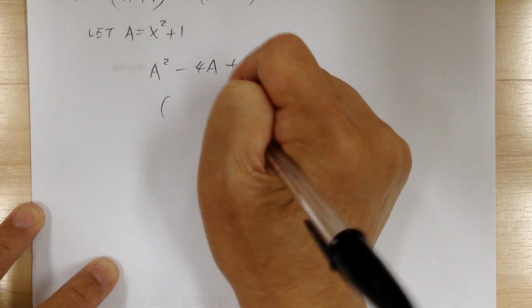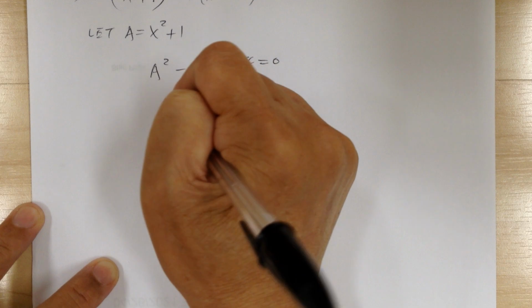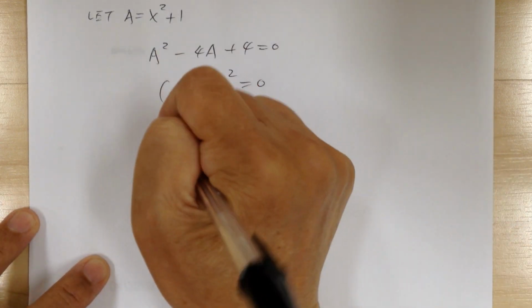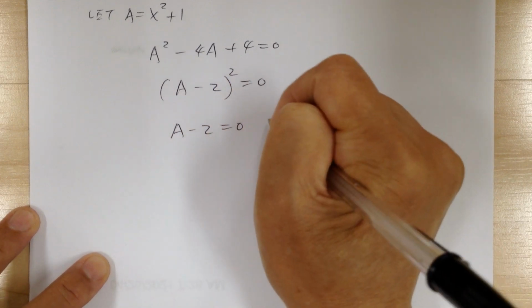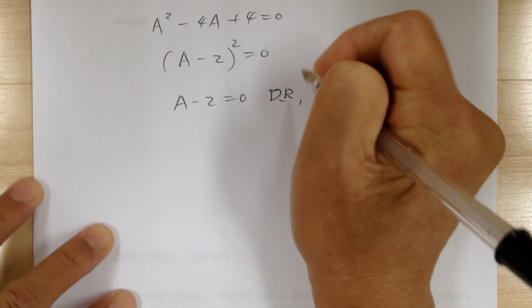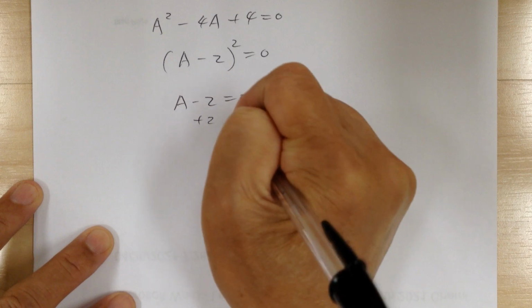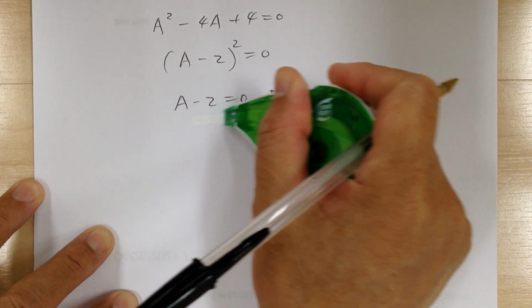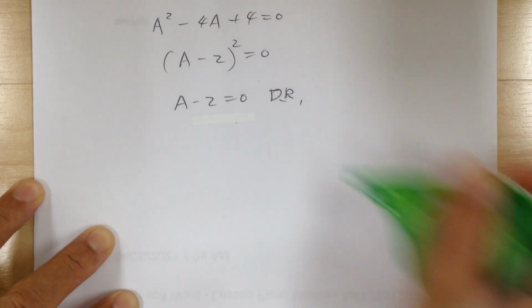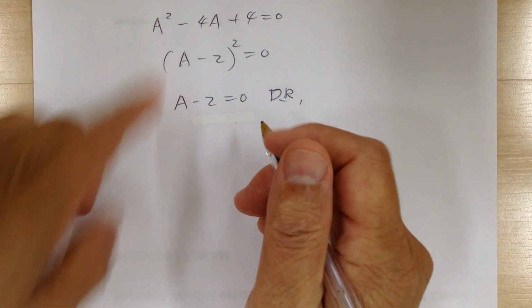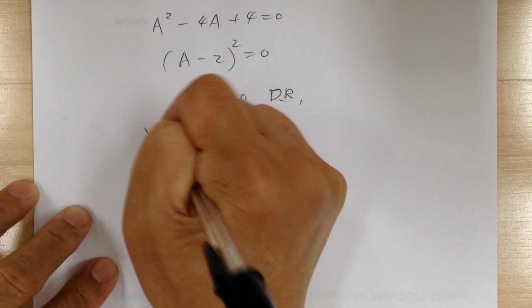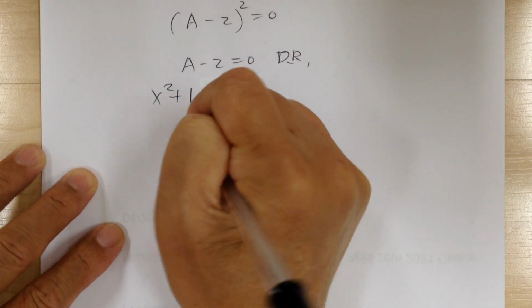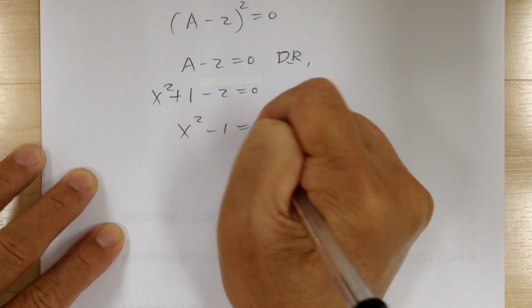Again, this is a step 2b, so it would be (a minus 2) squared. From here you can solve. You got a minus 2 equal to 0, and this is the double root. So you can plus 2 on each side. Well, actually, you can probably just substitute already, because sometimes this can simplify. So a equal to x squared plus 1, so x squared plus 1 minus 2 equal to 0. So you got x squared minus 1 equal to 0.